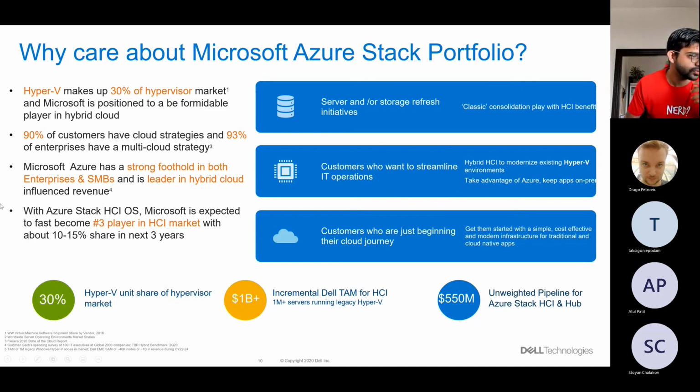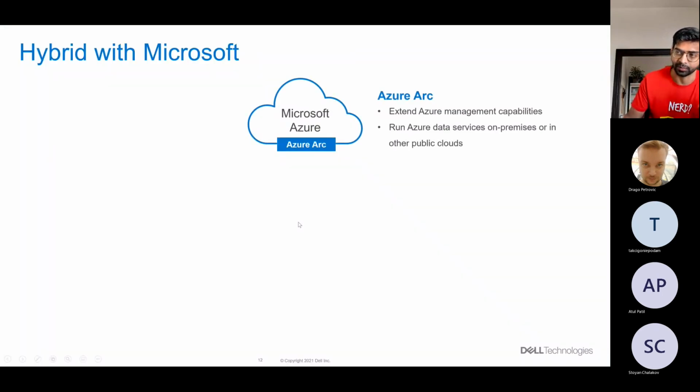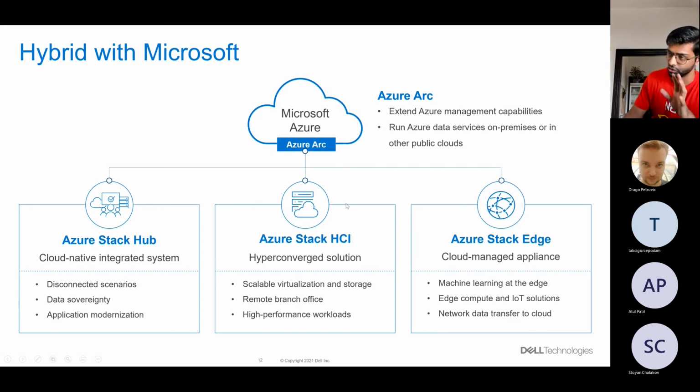So there are a couple of solutions as part of the Microsoft Hybrid Cloud portfolio. And all of this is run by Azure Arc. So Azure Arc is at the heart of all of these solutions, right? What Azure Arc does is it extends Azure management capabilities on-prem. Not only on-prem, actually, it just extends management capabilities out of Azure.